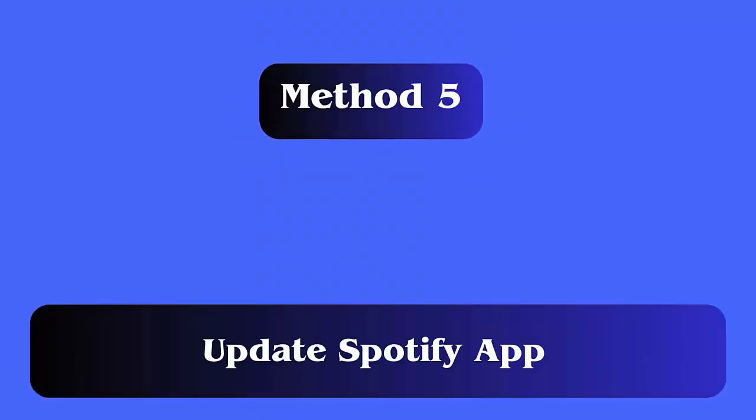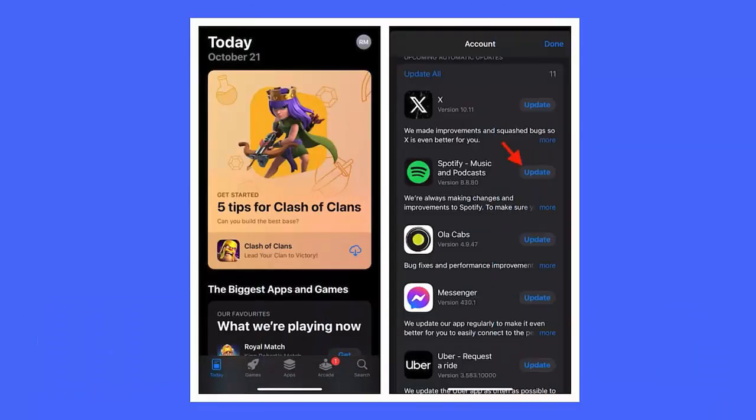Method 5. Update the Spotify app. Follow the steps. First, open Google Play Store on Android, or App Store on iPhone. Now, search for the Spotify app and see if any update is available. Finally, tap on the Update option and then check whether the error is resolved or not.